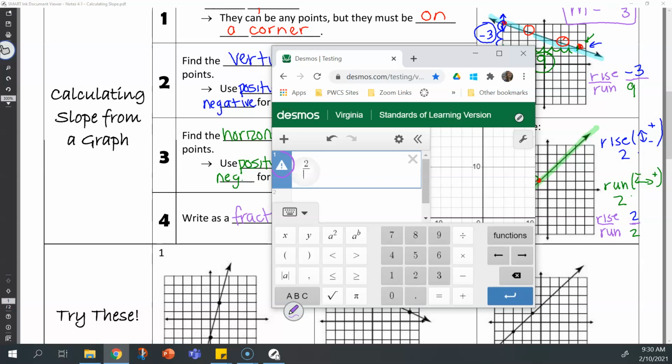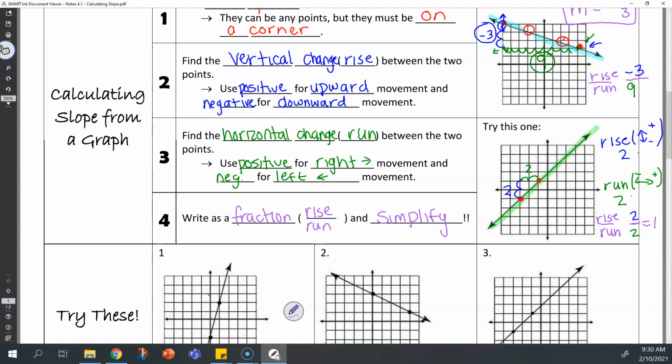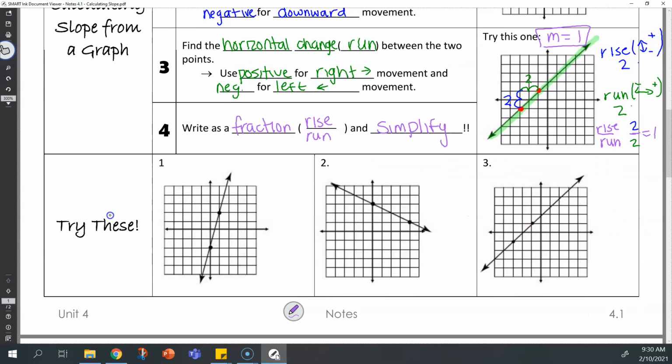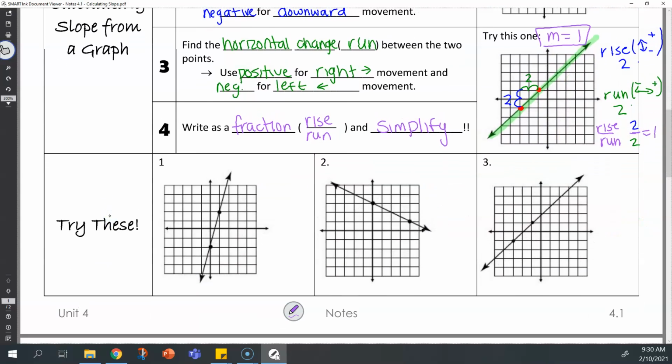I can do 2 on the top and 2 on the bottom, and that's going to reduce to 1. So in my second example, m, the slope, equals 1. Go ahead and try numbers 1, 2, and 3 on your own. Do the work on your paper, pause the video, work these out, then come back and check your answers against my answers.